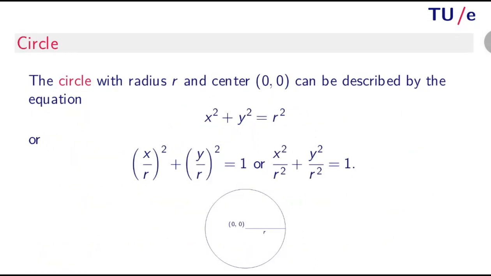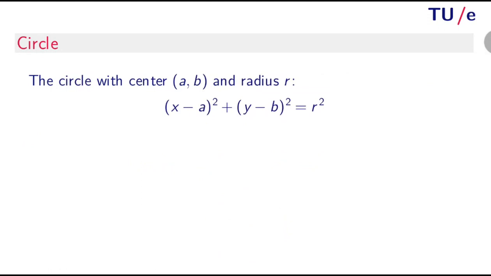The circle, well, this is well known of course, can be given by an equation of the form x squared plus y squared is r squared, where r is the radius, and then we have a center at 0. We can of course rewrite this to x squared divided by r squared plus y squared divided by r squared is equal to 1.